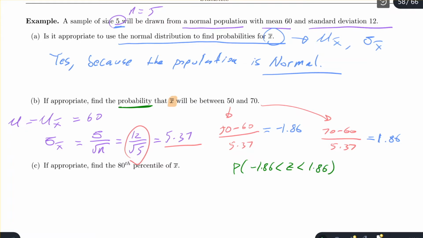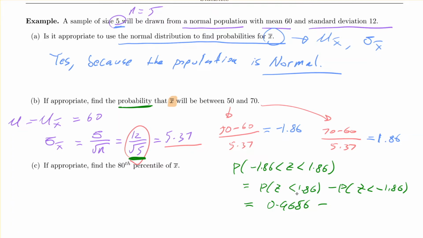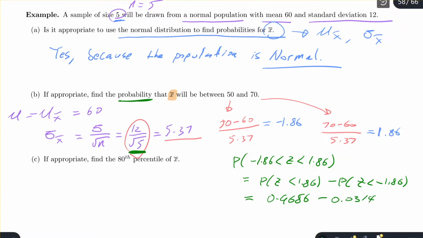Once you come this far, it is similar to a regular z-score probability problem. The main difference is that we have a new formula for the standard deviation. So we just find the probability z less than 1.86 minus the probability z less than negative 1.86. From the z table, this is the probability value I get for the 1.86 z-score. For this one, I get 0.0314. If I subtract, I get 0.9372.